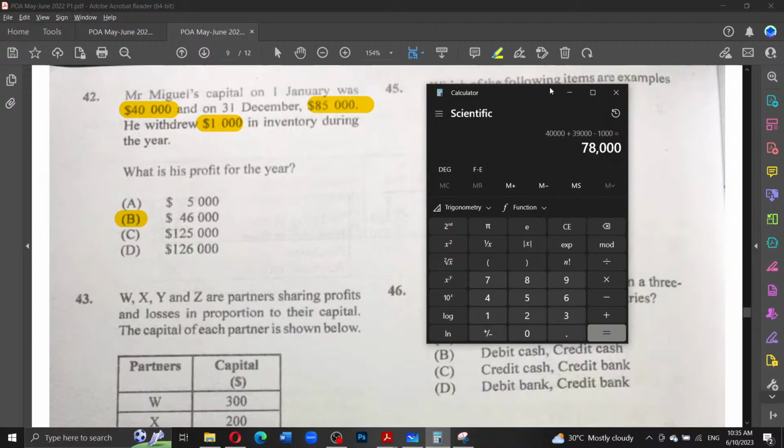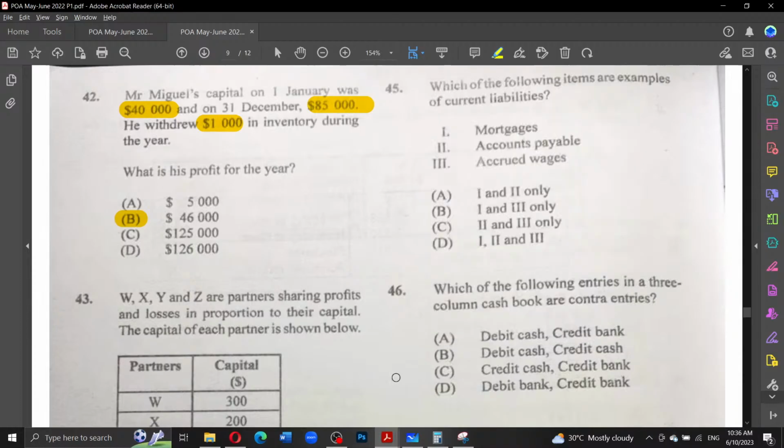Okay, the profit is not 39,000. You have opening capital as 40,000, the profit is 46,000, and the drawing is $1,000, 85,000. Alright, so this here is confirmed, so we are sure that the answer here is correct.